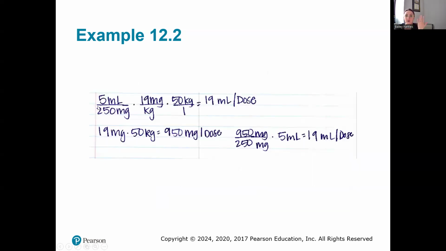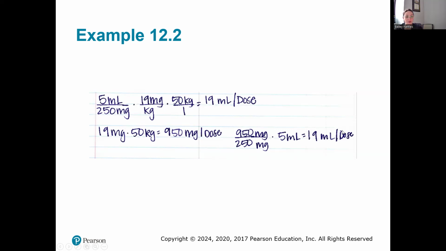So once again, the question is asking for milliliters. So I put my milliliters on top. My 5 milliliters over 250 and my 19 milligrams per kilogram. I need to cross it. That means my milligrams cross out. I need to set them to cross out my kilograms. I know he's 50 kilograms. I cross those out, multiply across, divide by 250, and you get 19.